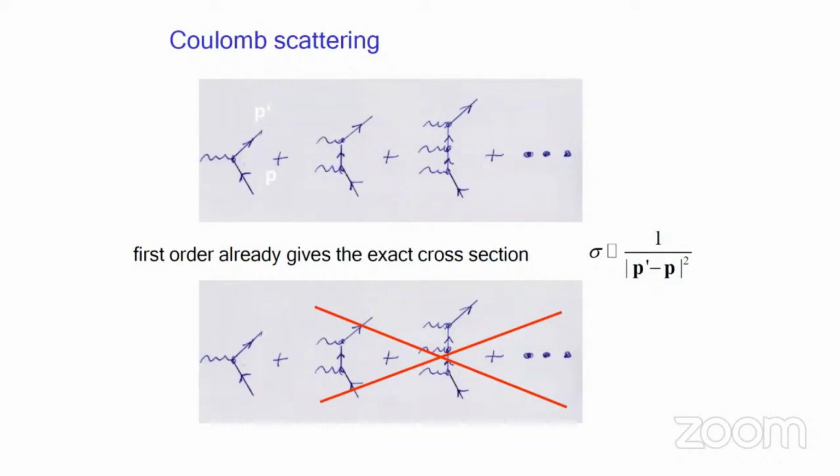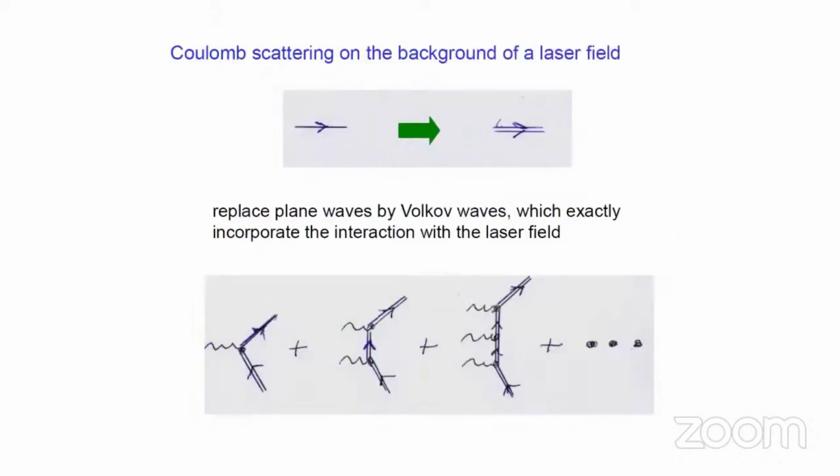However, if you sum the entire series, then miraculously all the divergences are absorbed into one phase, which is divergent but cancels out of the total cross-section, and you recover the first order result. So that's the upshot, and that's always in the background. Now, of course, for a laser field, what you have to do is very simple.